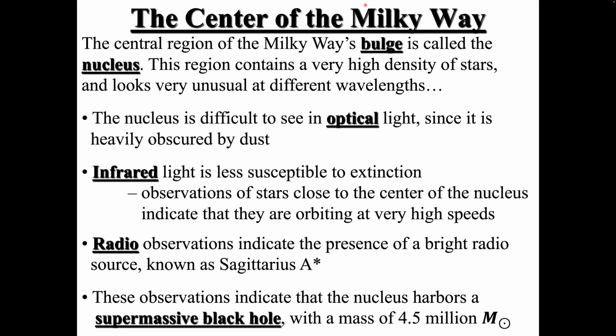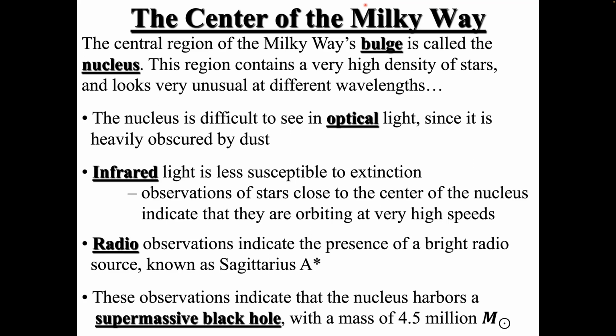And what astronomers have observed is that when you look at the central region of the galaxy, the stars very close to the nucleus are orbiting at very high speeds, right? Unusually high speeds. And also, when you look at the same region with radio telescopes, it indicates the presence of a bright radio source at that particular location.